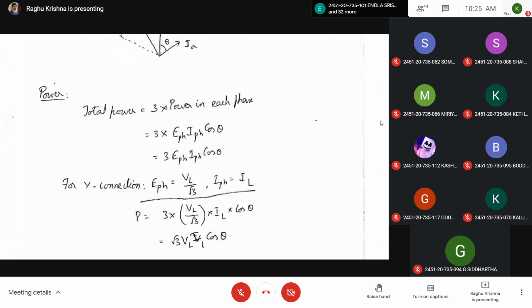Now coming to three-phase power. Total power is equal to 3 into the power in each phase, 3 into E phase, I phase, cos theta. For star connection, you know that E phase equals VL by root 3 and I phase equals IL. So substitute the values of E phase and I phase, and you finally get power equal to root 3 VL IL cos theta.